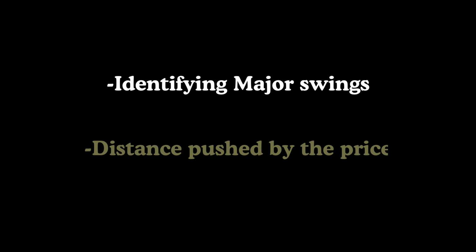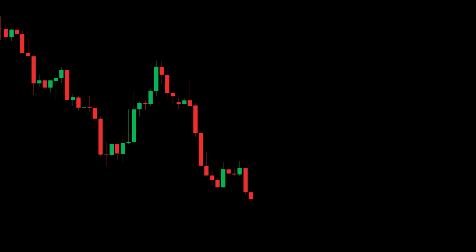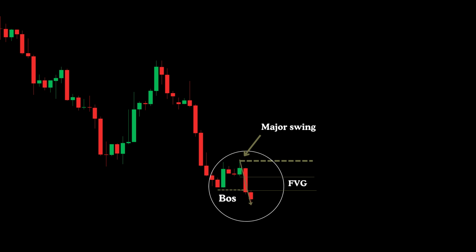Now let's cover the third and final criterion that helps us identify a major swing: the distance covered by the price. Look at this example here. The most recent move has created an imbalance and broken the structure level to the downside. By definition, it is a major swing low. Does breaking above this high indicate a valid change of character? If your answer is no, can you identify what is wrong in this scenario?